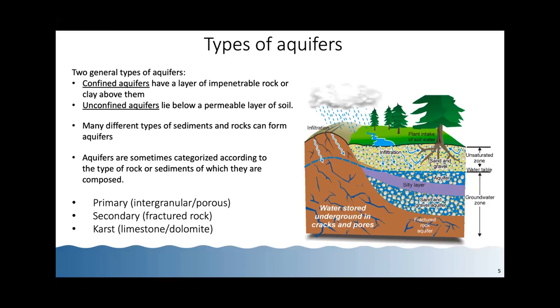And just to quickly summarize and list them, firstly is primary aquifers, also known as an intergranular or a sand aquifer. Then a secondary aquifer, which is known as a fractured rock aquifer. And then lastly, a karst, which is also known as a limestone or a dolomitic aquifer.